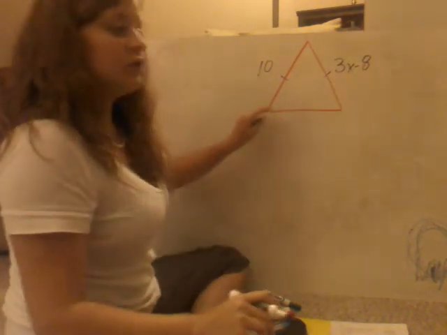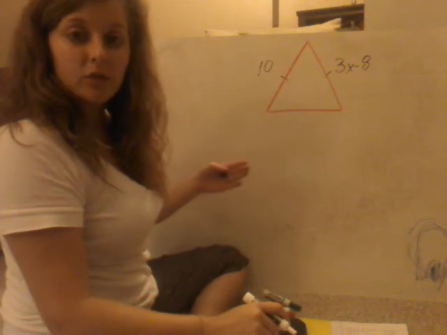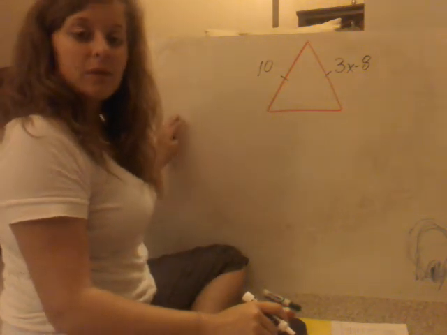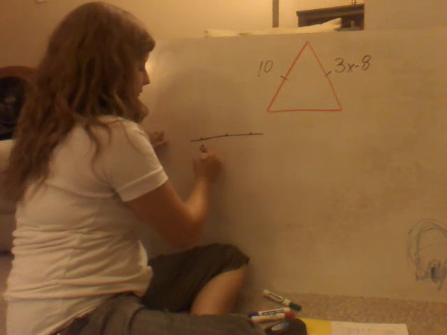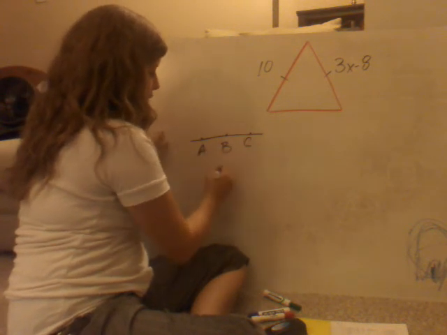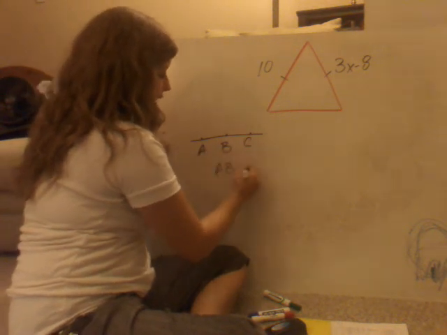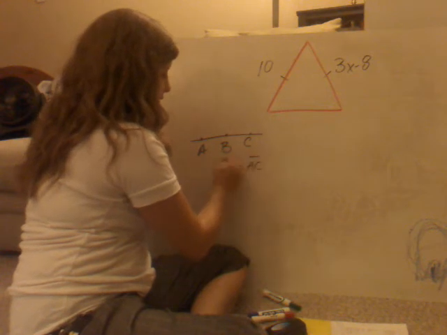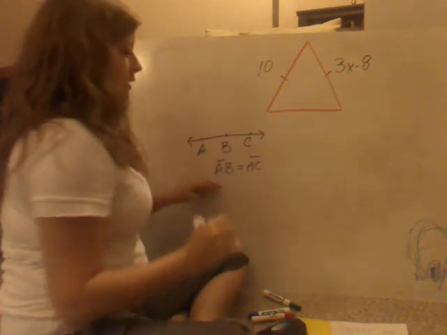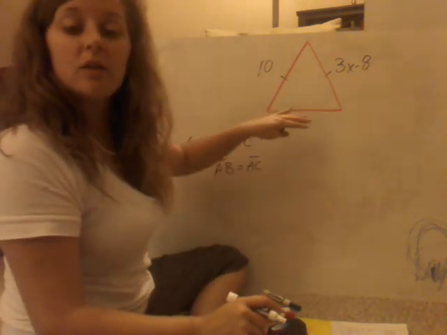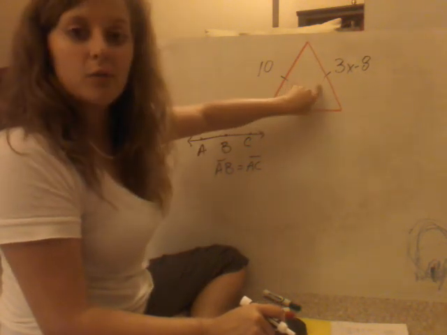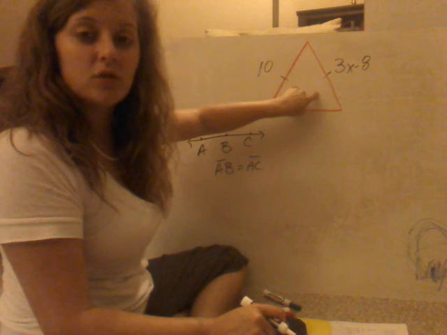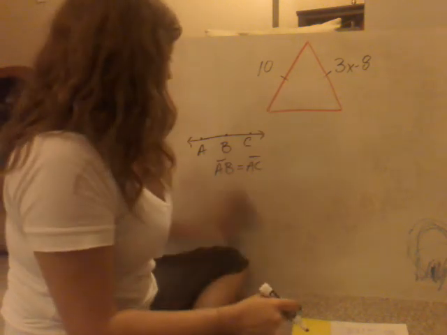Now, if I tell you that these two sides are equal, that means I can set them equal to each other. So remember back when we did segments? When you saw this before, A, B, and C, and I told you that AB is equal to AC, same type of thing. Even though I'm not telling you the letters, I'm giving you a picture of a triangle, and I'm telling you that these two sides, no matter what anything else is, are equal to each other.